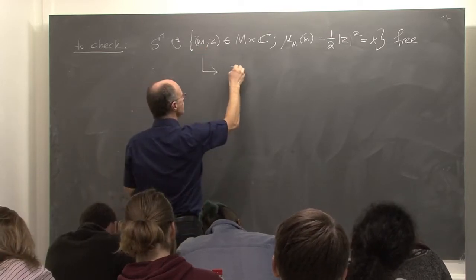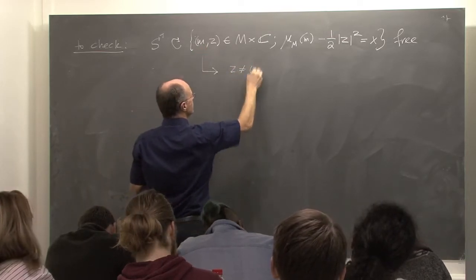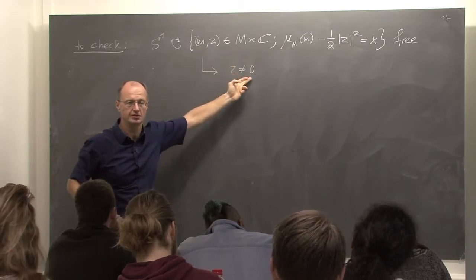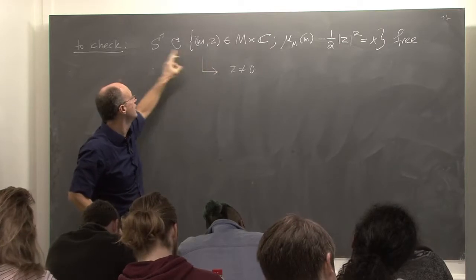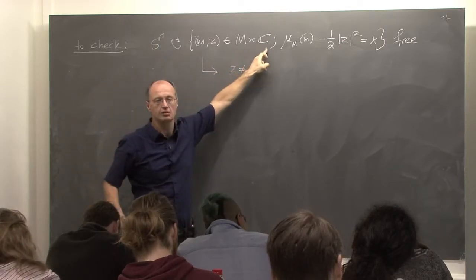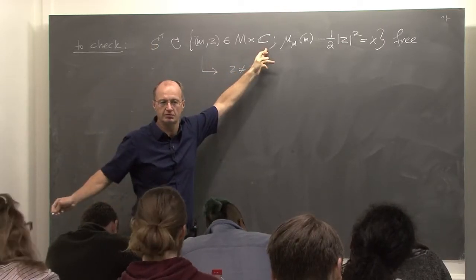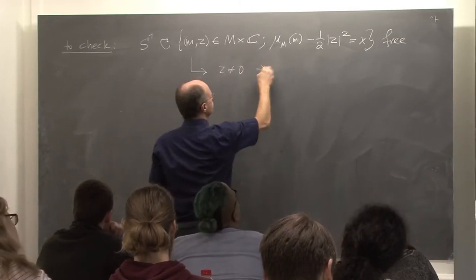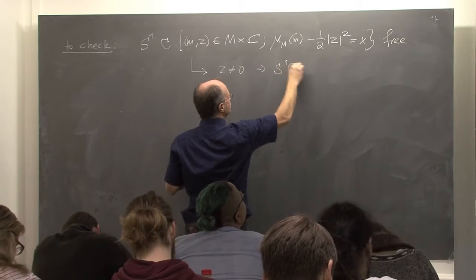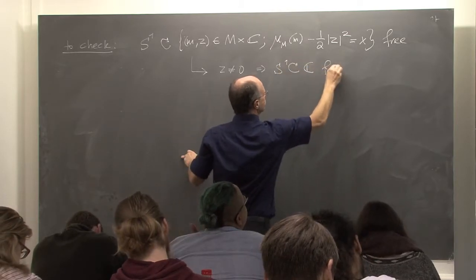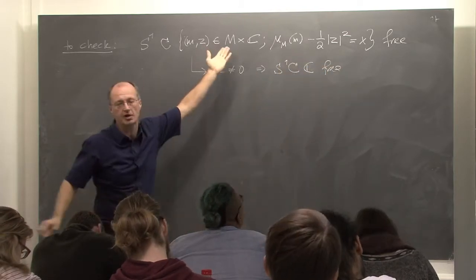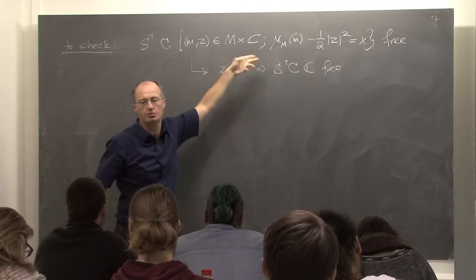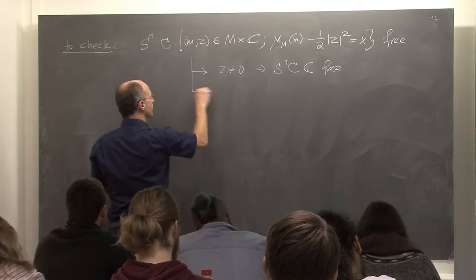The first option is, perhaps there are points with Z non-zero. If Z is non-zero, then the S1 action on C is free, away from the origin. And then the diagonal action is free, because if there is no stabilizer here, there is no stabilizer on the product.